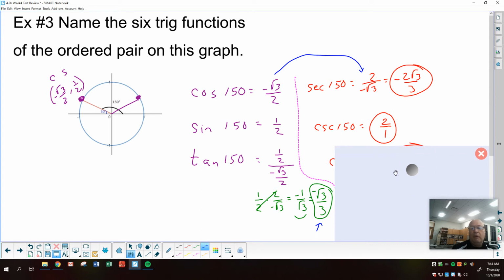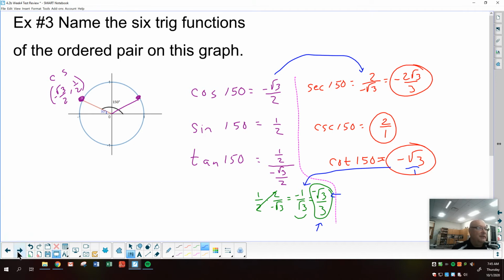The reciprocal of 1 over 2 is 2 over 1, and then cotangent is just flipping this guy. Actually, it's probably pretty smart to go back to the non-rationalized form, because if you flip this guy, you have to rationalize your denominator, and if you flip this guy, you don't, because it's this over 1. So there is your practice on cosine, sine, tangent, secant, cosecant, and cotangent.